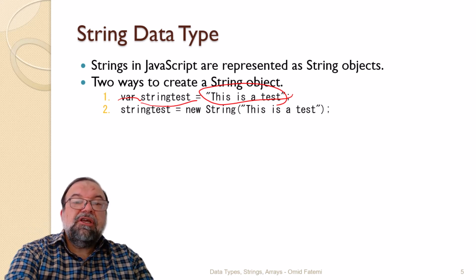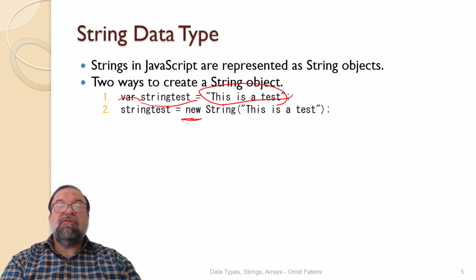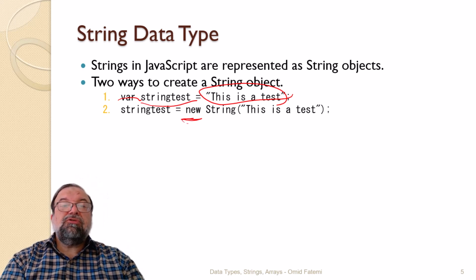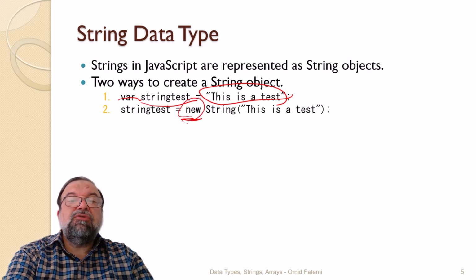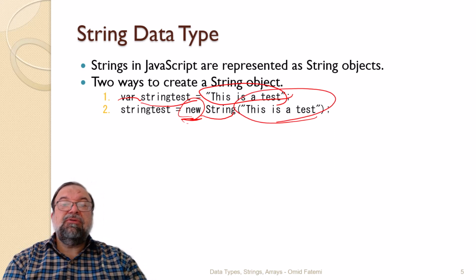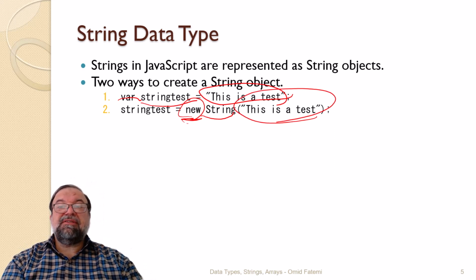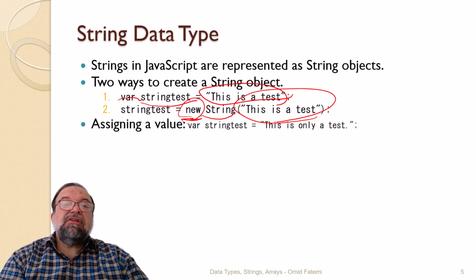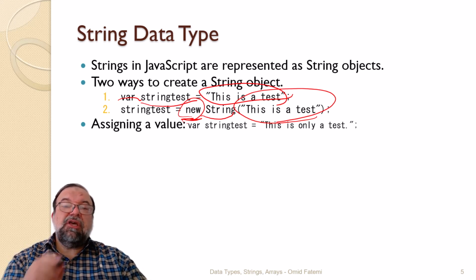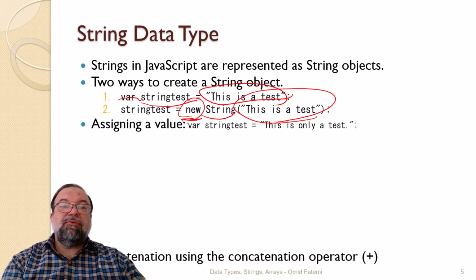Or you could use the keyword new, which we will use for objects. So you could say stringTest gets a new instance of a string, and the initial value would be "this is a test". When you have created a string, then you want to assign a value to it. It's very simple: you write the string, an equal sign, and a value.